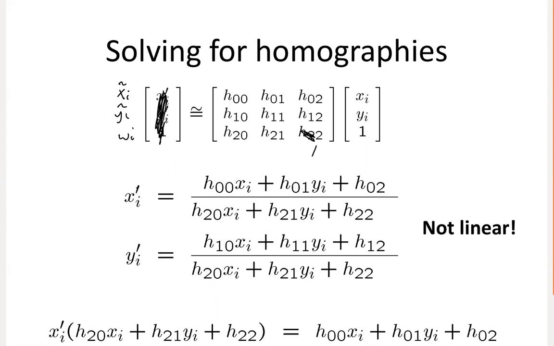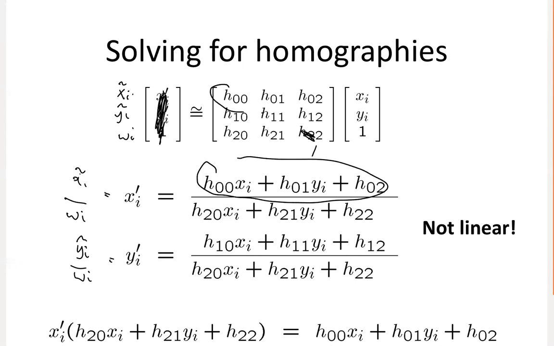But then the real xi here will be xi tilde over wi here, and this one is equal to yi tilde over wi here. And xi tilde is equal to this one, right? So I have xi tilde is this multiplied by this, and wi here is this one multiplied by this one here. So I have these two.